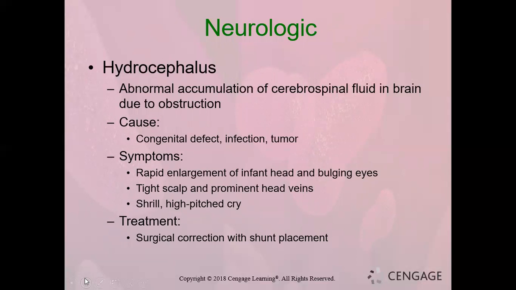Hydrocephalus is a neurological disorder, and it is an abnormal accumulation of cerebrospinal fluid in the brain. It's usually due to an obstruction, and it could be an infection, a tumor, a congenital defect. I've actually seen this. So I feel like it's relatively common, but they're going to have rapid enlargement of the head and bulging eyes, tight scalp, high-pitched cry, and they're going to put a shunt in, and these children will be fine.